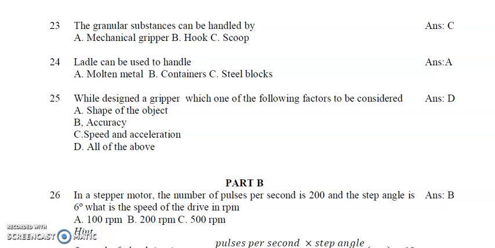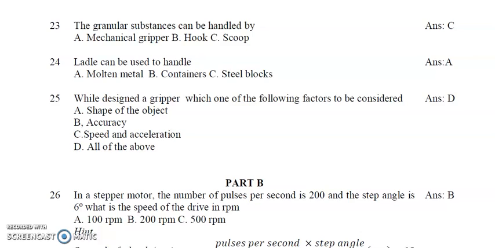Question 24. The ladle can be used to handle A, molten metal, B, containers, C, steel blocks. The ladle is used for liquid metal. So A, molten metal, is the right answer.